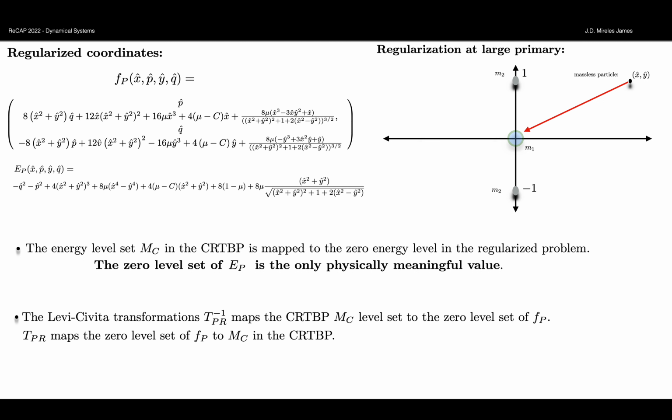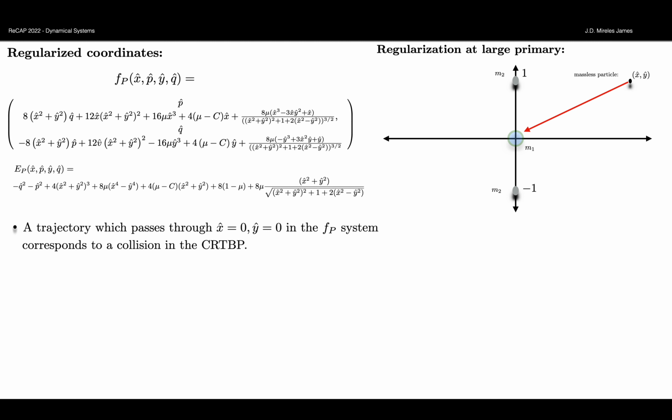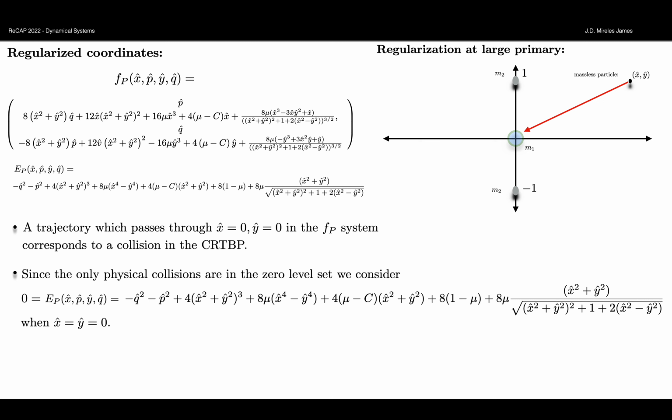So in the regularized coordinates, you're at a collision if you're at the origin. Okay? Remember W equals 0. That was the point that gets mapped to the collision back in the original problem. But also, the only physically meaningful energy level is 0. So let's take the energy in the regularized system, set it equal to 0, and then suppose we're at collision. Okay, so now x equals 0, x hat equals 0, y hat equals 0.